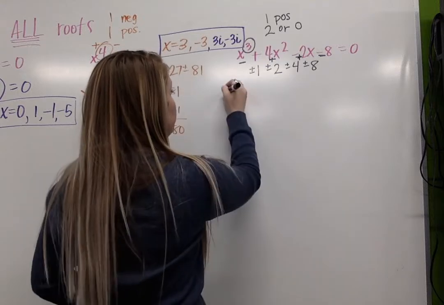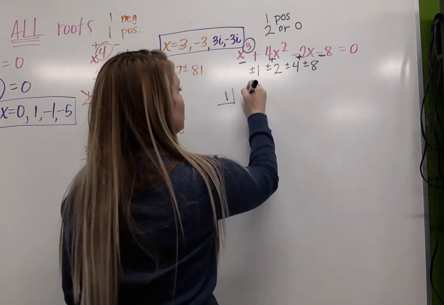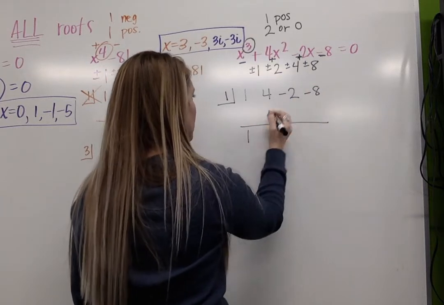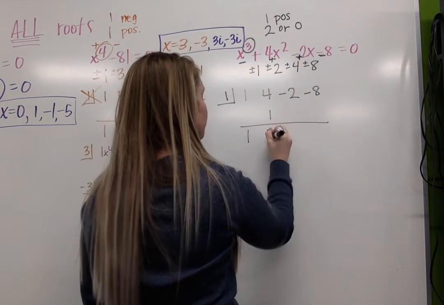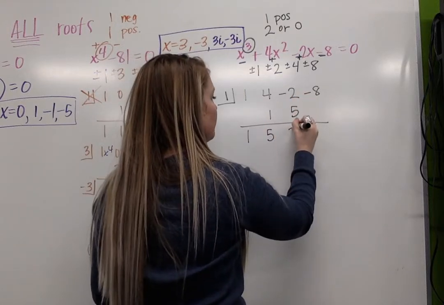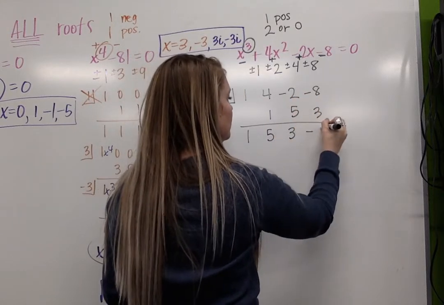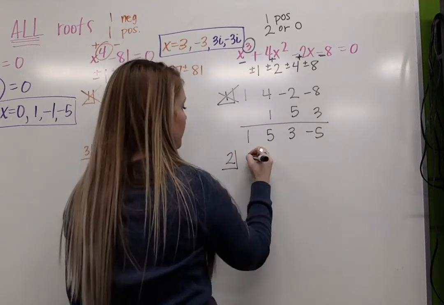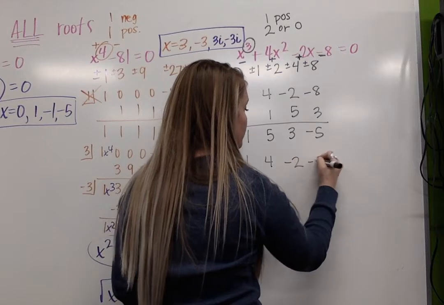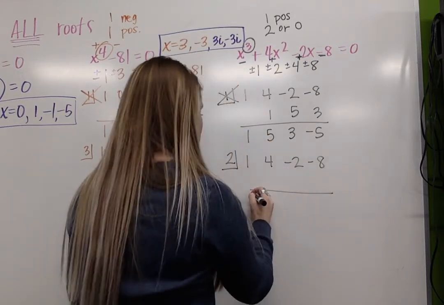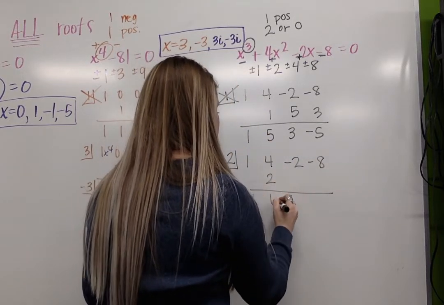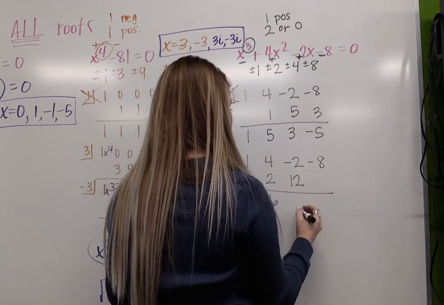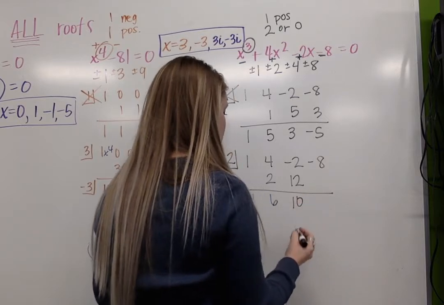Now I'm going to guess +1. So 1, 4, -2, -8. Drop the 1. 1 times 1. So that gives me 5. 1 times 5, that's 3. Well, it's not +1. Okay, so let's try +2. 1, 4, -2, -8. Drop the 1 times 2, that's 6. 2 times 6, that's 12. So that gives me 10.